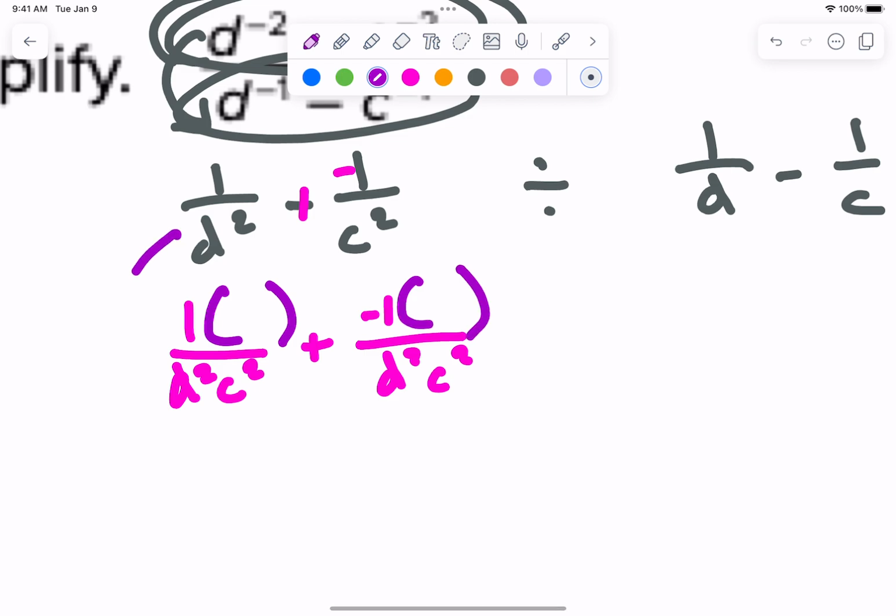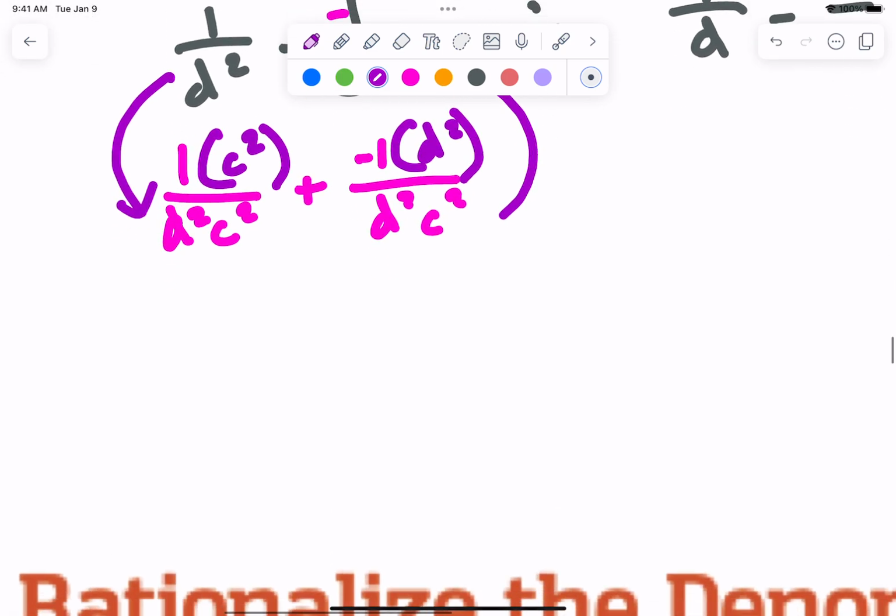All right, what does the d squared need? A c squared. What's a c squared need? A d squared. So this top is c squared minus d squared over d squared c squared. What a dang mess.